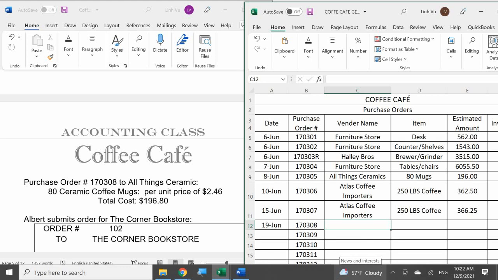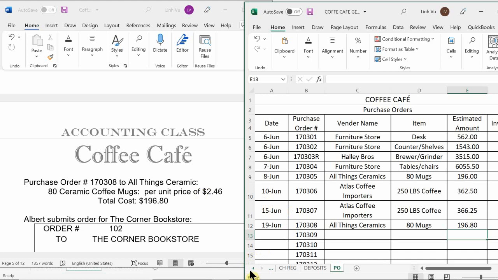Who are we purchasing from? Corner Brooks. Oh no, All Things Ceramic. And how many mugs are we ordering? 80. What's my estimated purchase order amount? $196.80. Okay.